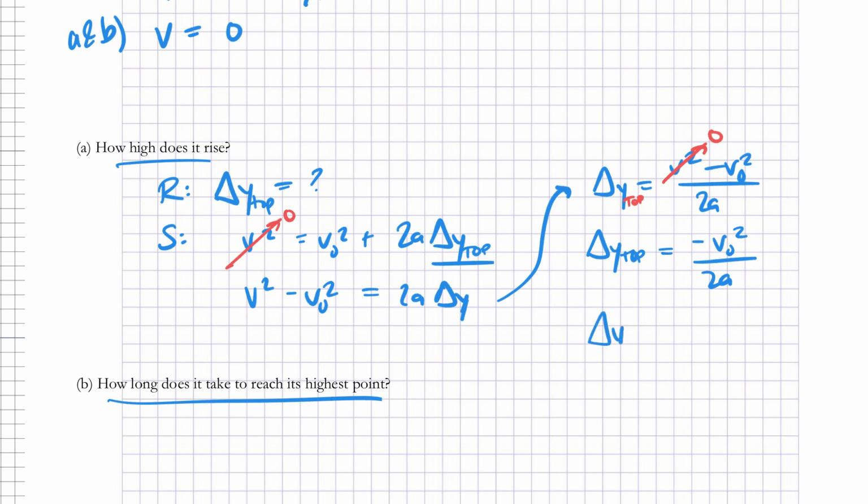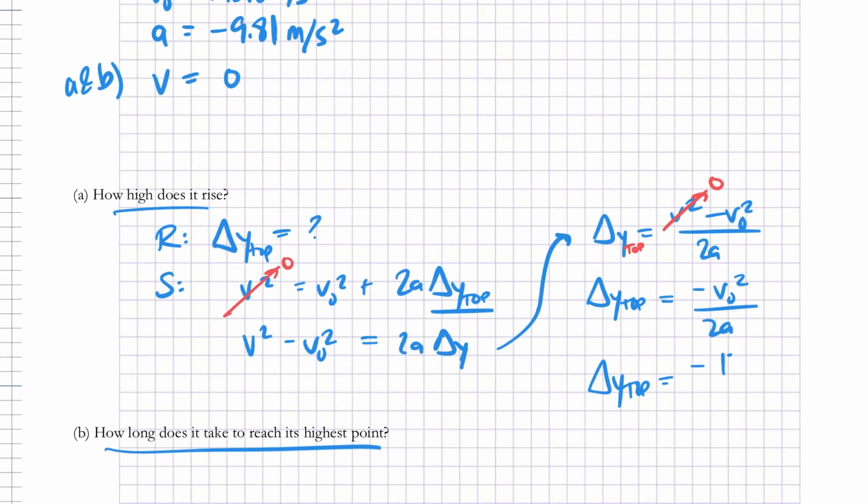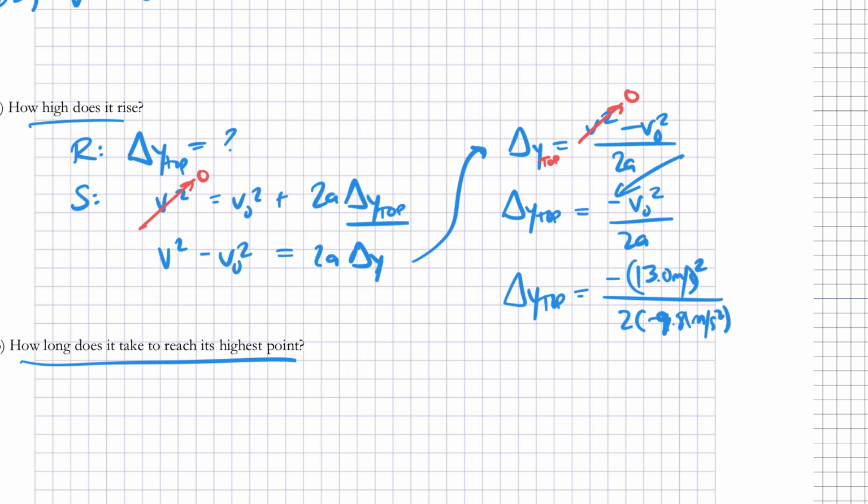So delta y at the top equals negative, what was my initial velocity? 13.0 meters per second. We're going to square that. We divide that by 2 times negative 9.81 meters per second squared. Note that negative sign is not inside that square, so it's not going to go away, which is fortunate because we have a negative sign underneath it, and we hope that we're going to get a positive delta y because it did in fact go upwards.